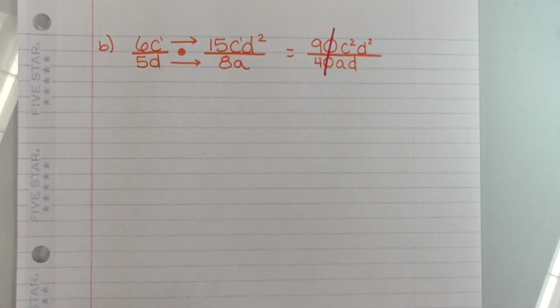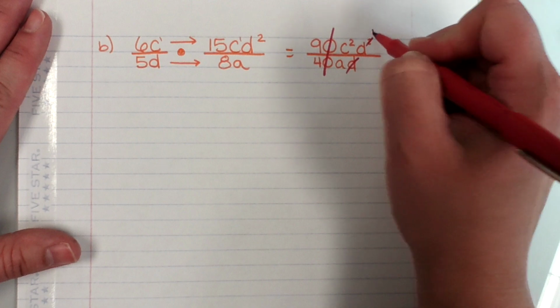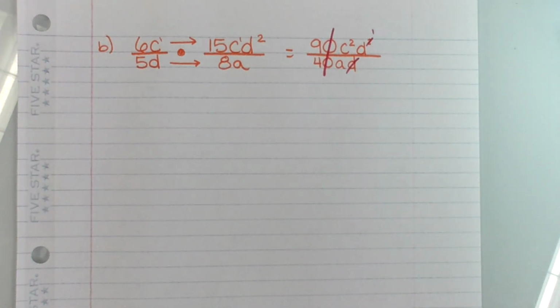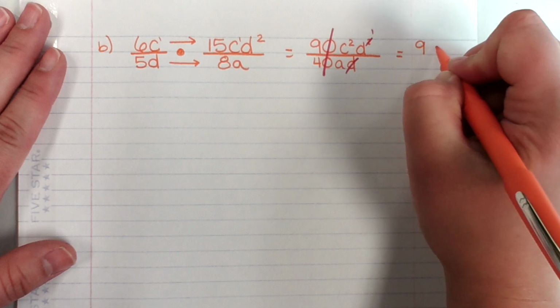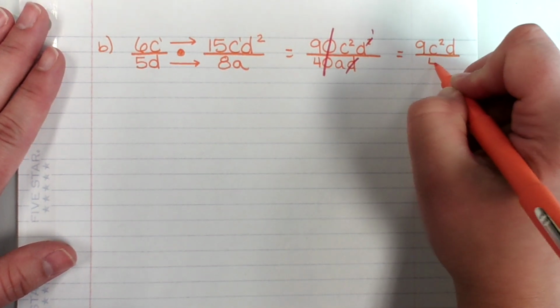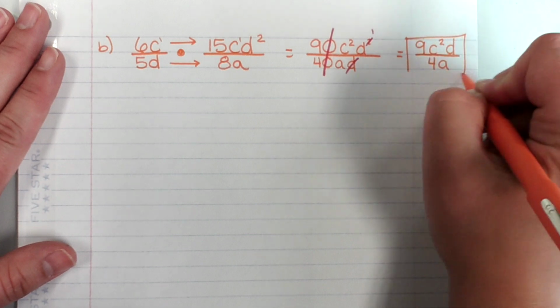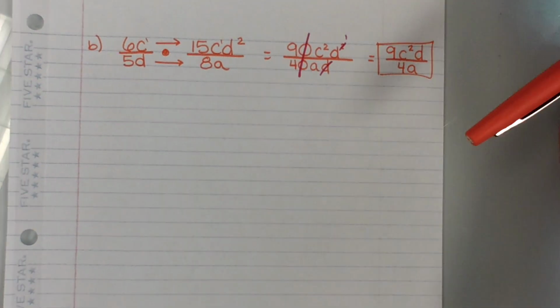Okay, anything going to happen to the C? No. D? Yeah, I got both on top and bottom. Left with one on top. A, nothing to cancel with. 9 c squared d over 4a. When it's monomials, it's pretty straightforward.